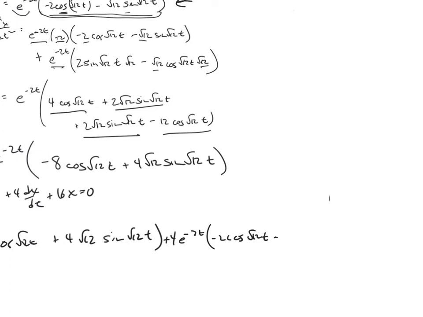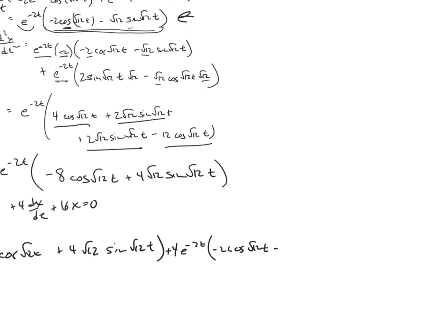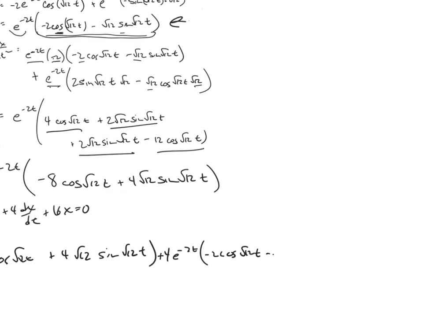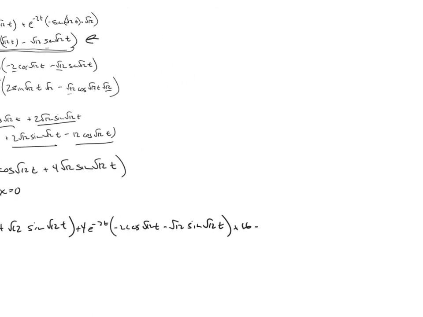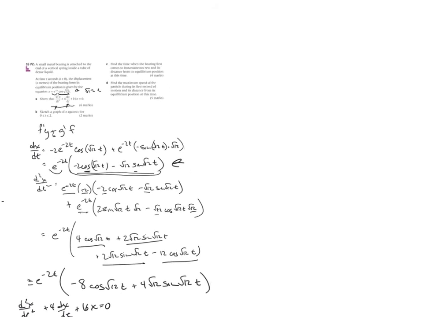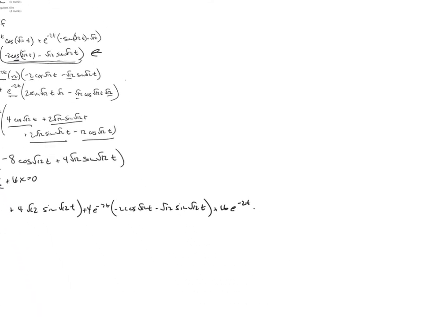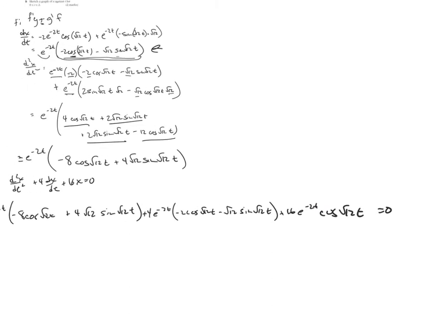Minus root 12 sine root 12t plus 16, and the original function was e to the minus 2t, I believe it was cosine root 12t, equal to 0.